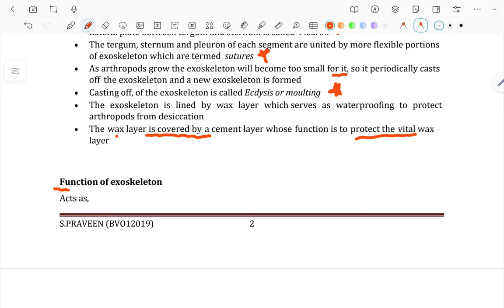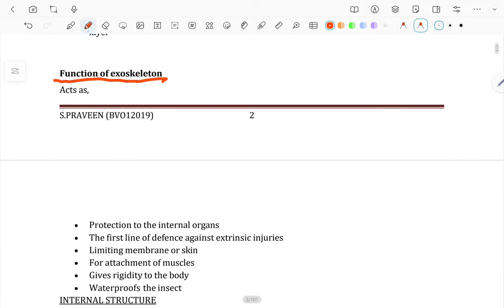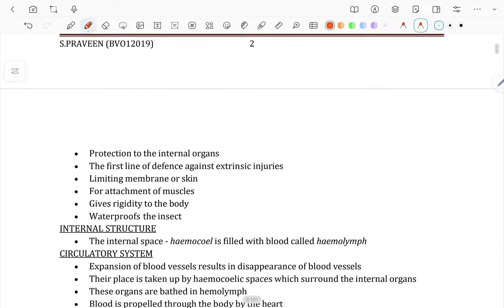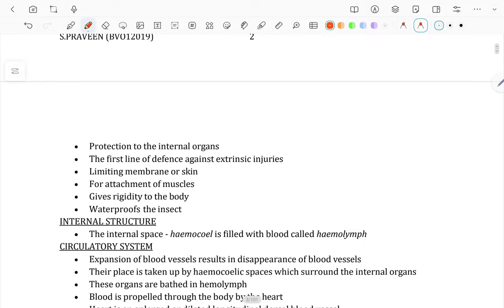Functions of exoskeleton. Protection of the internal organs. The first line of defense against extrinsic injury. Limiting membrane of skin, attachment of muscles, gives rigidity to the body, waterproofs the insect.